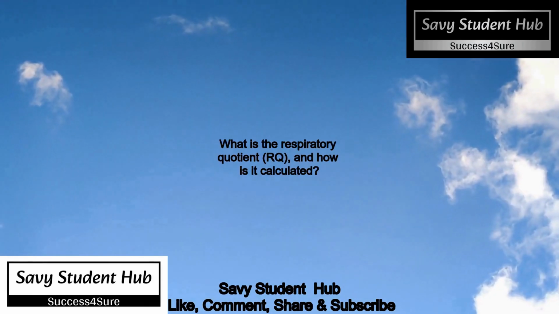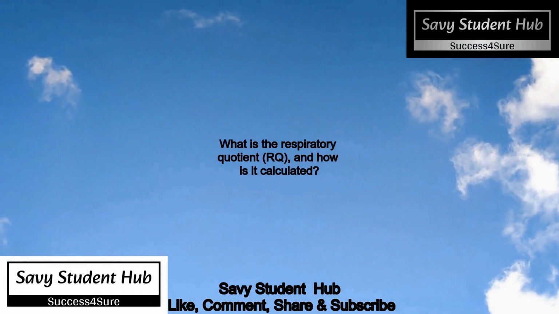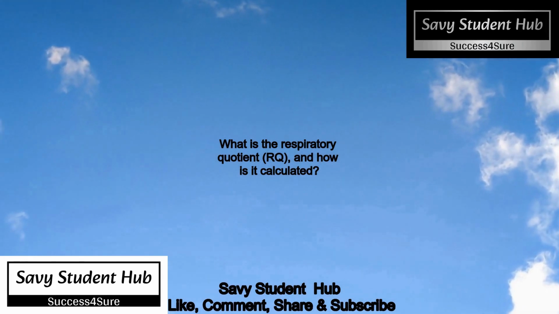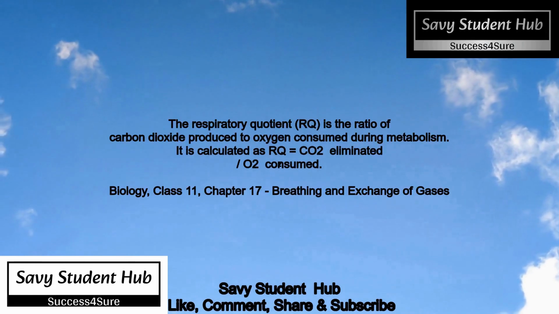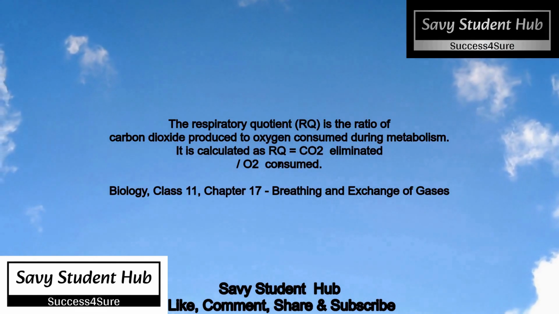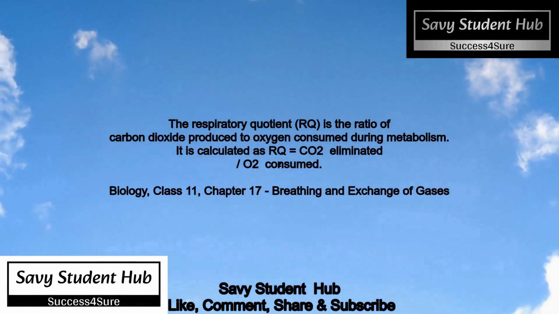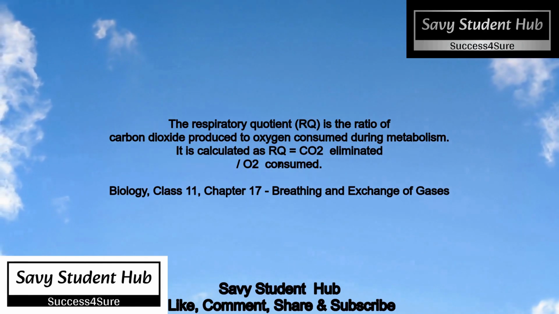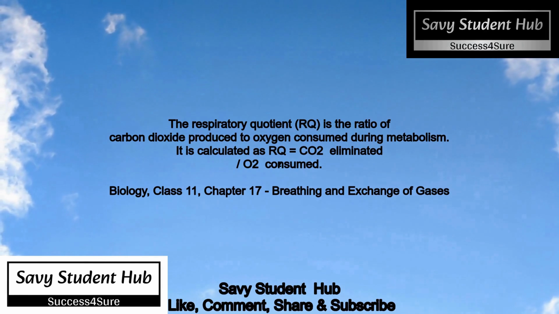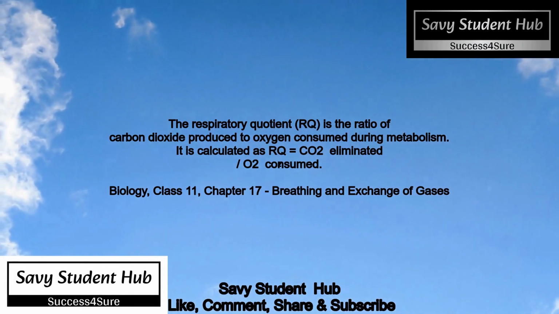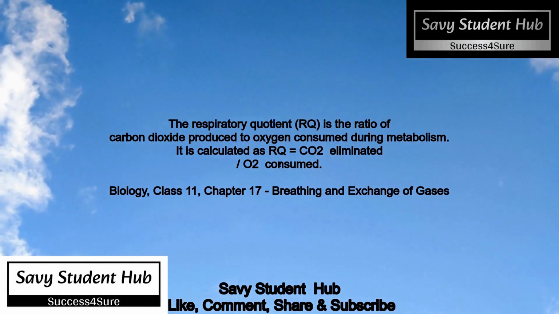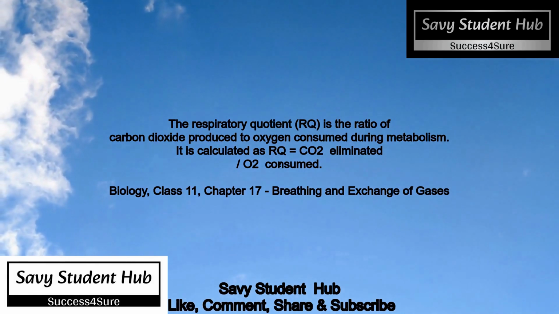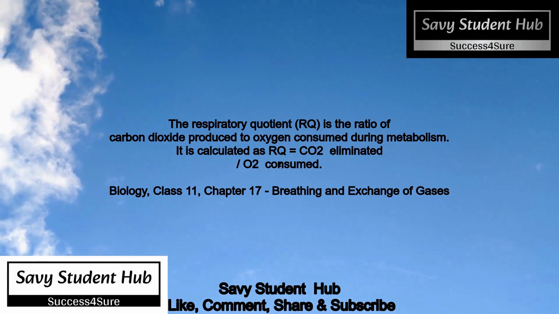What is the respiratory quotient, RQ, and how is it calculated? The respiratory quotient, RQ, is the ratio of carbon dioxide produced to oxygen consumed during metabolism. It is calculated as RQ equals CO2 eliminated over O2 consumed.